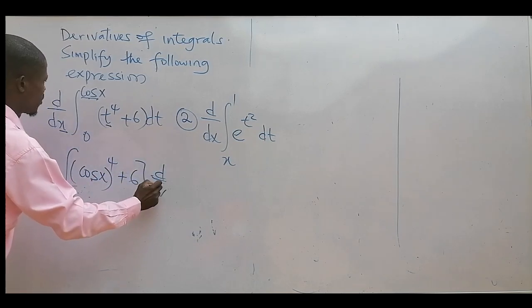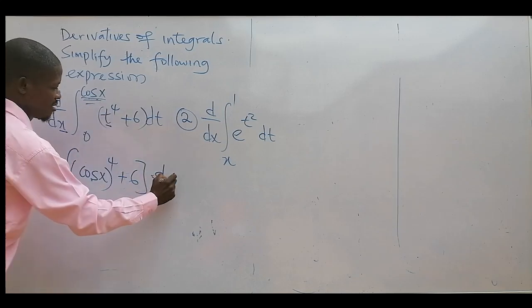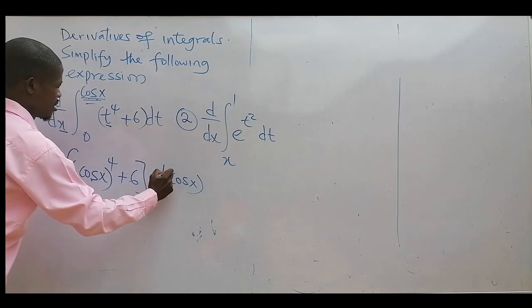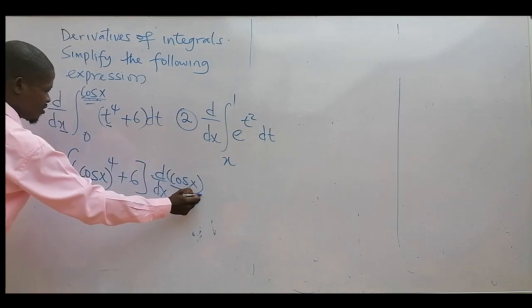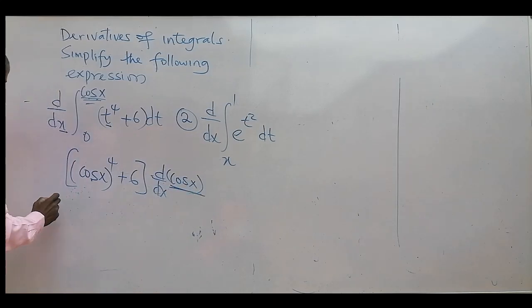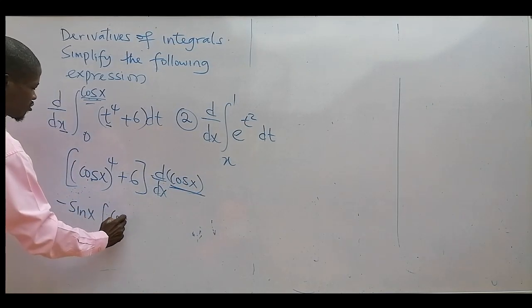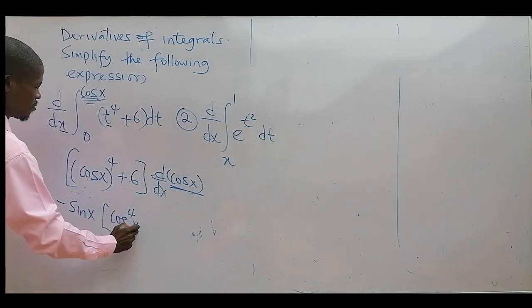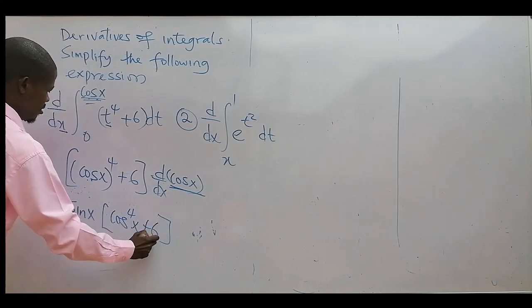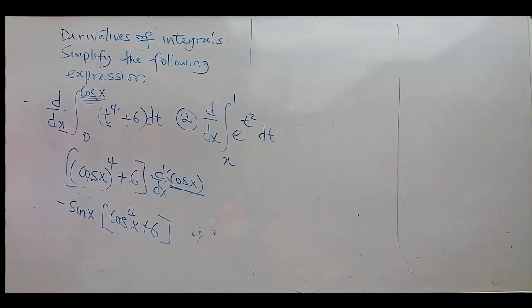Then you now do the d/dx of cos x. The derivative of this one is minus sine x. This will be cos to power 4 plus 6, and that ends that one.